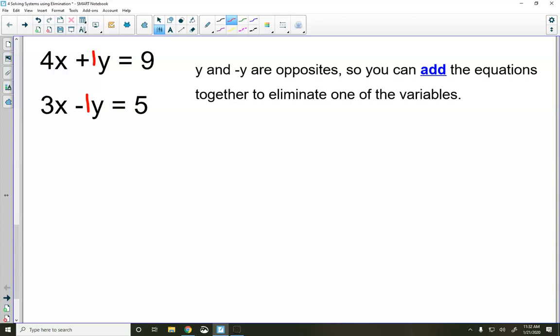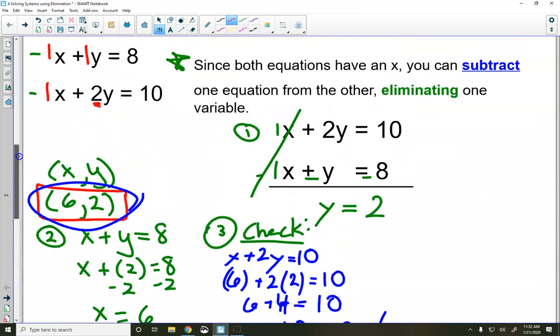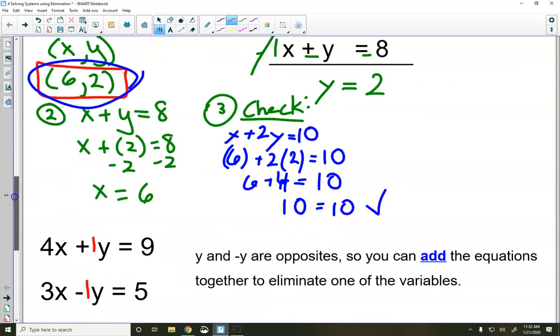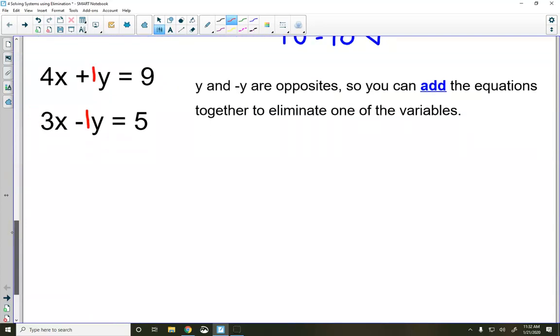So there's one difference between this problem and the last problem. Last time, we had both positive 1 as coefficients, right? Now we have 1 and negative 1. Last time, we subtracted, because we had positive 1 and positive 1, right? So here, we have a positive 1 and a negative 1. It says y and negative y are opposites, so you can add the equations together to eliminate one of the variables. The only difference in this problem is we're going to add these two equations together.